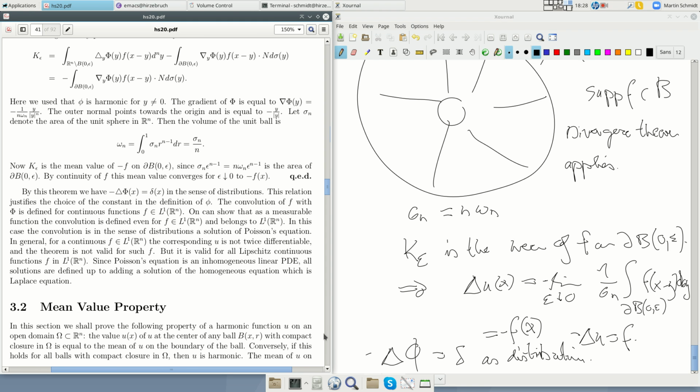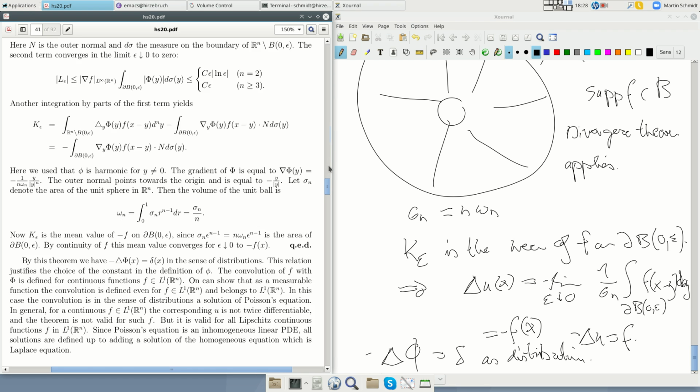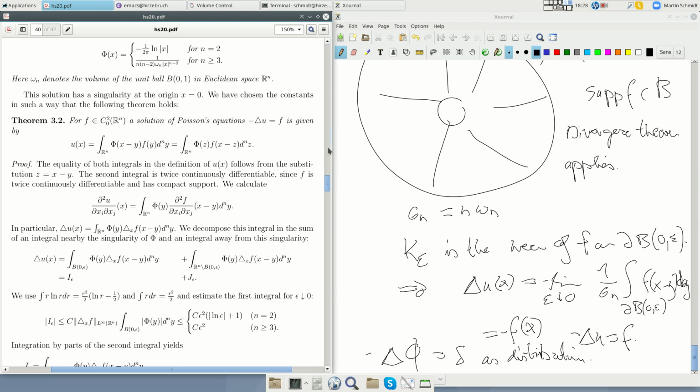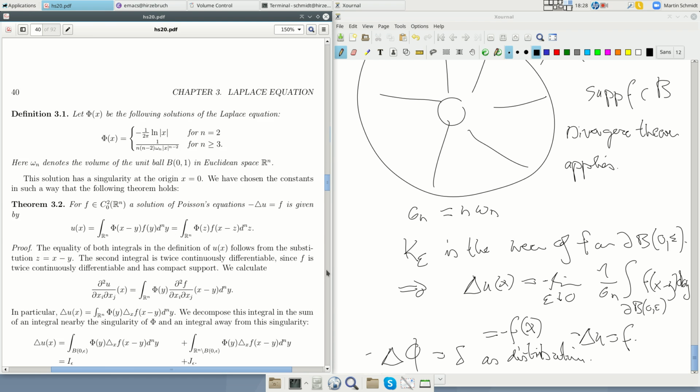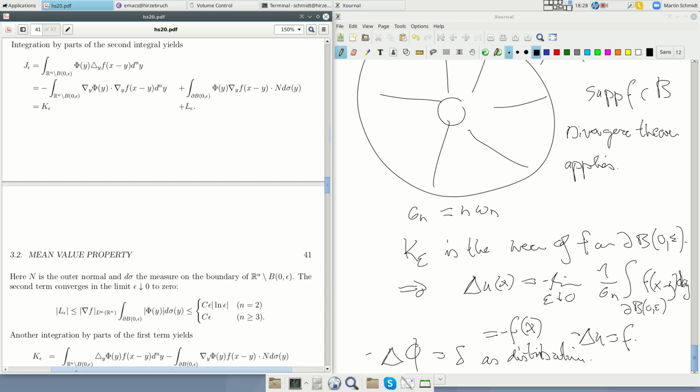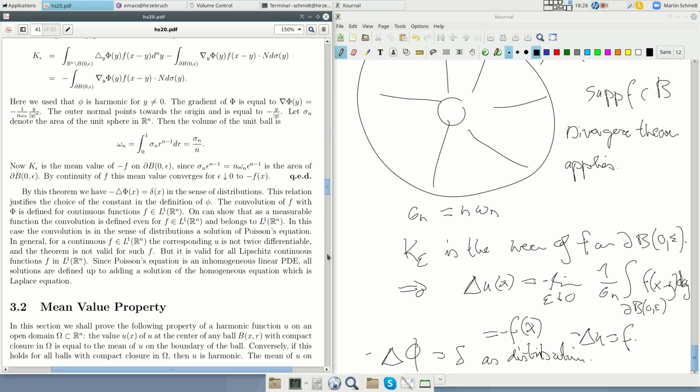We had to be very careful in the calculation, but we have been very careful, because phi has a singularity, but the singularity is not so bad as a distribution. It's well defined, and we calculated this derivative as a distribution, and showed that this is in fact a solution of the Poisson equation.